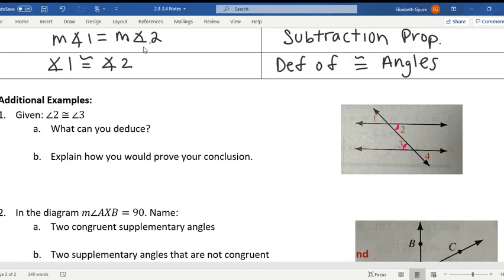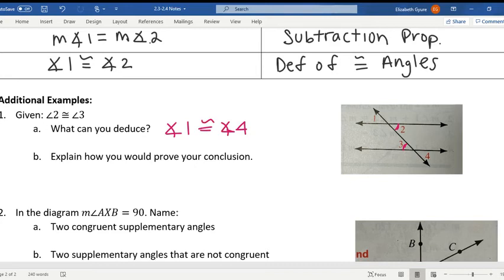this picture? Well, if you take a look, I have lots of little X shapes here. I have several pairs of vertical angles. So I know that angle 2 is going to be congruent to angle 1. I also know that angle 3 is going to be congruent to angle 4. Therefore, I can conclude that angle 4 and angle 1 will also be congruent. So what can I deduce? I can deduce that angle 1 is going to be congruent to angle 4. How did I get there?